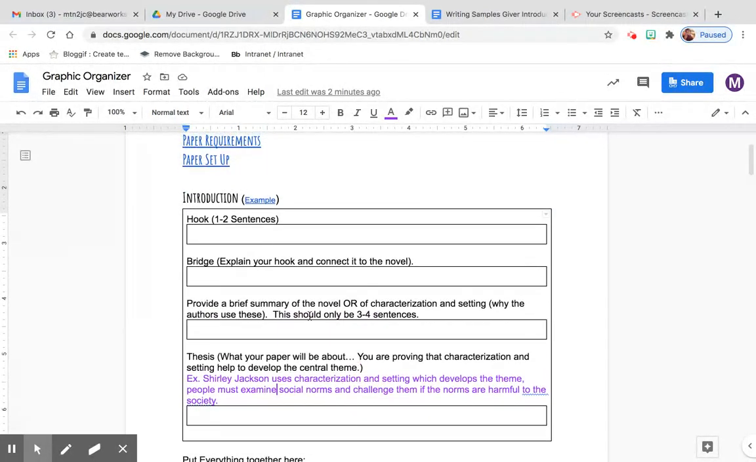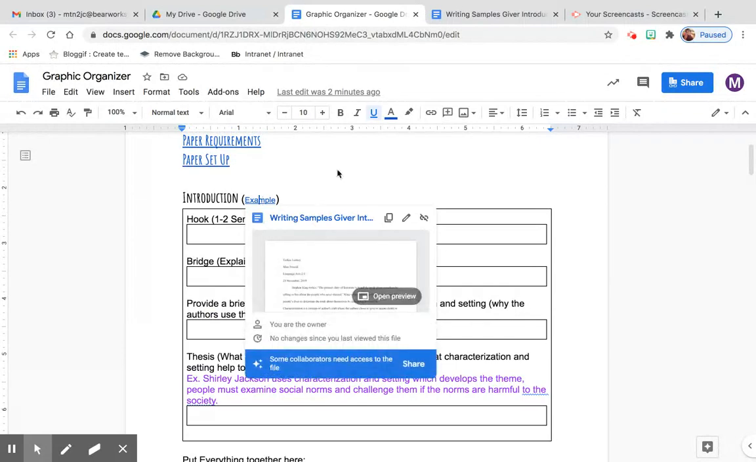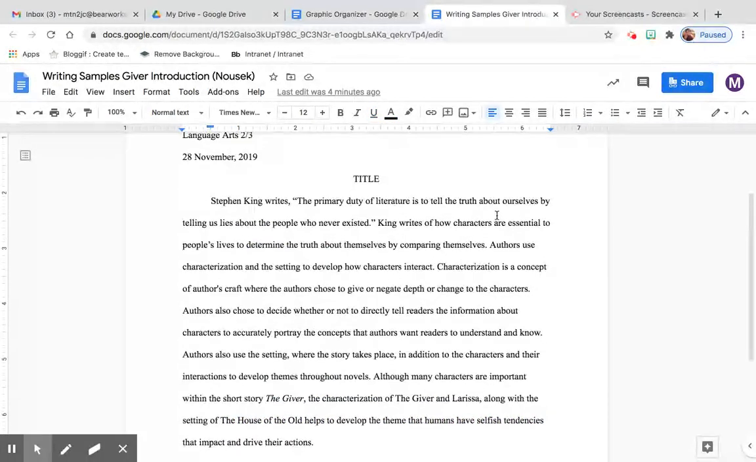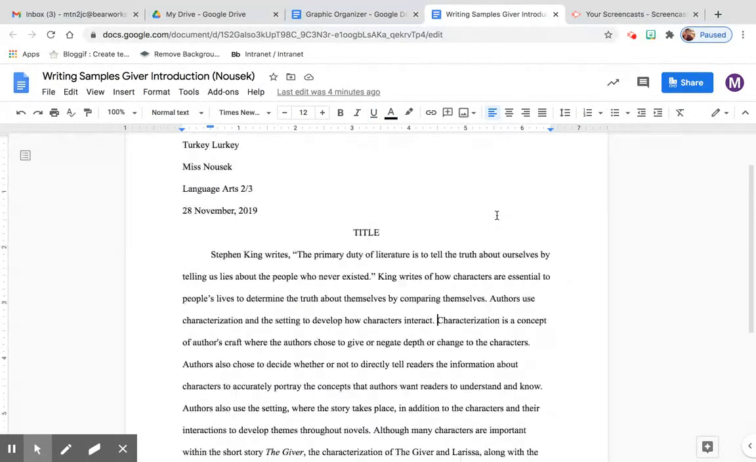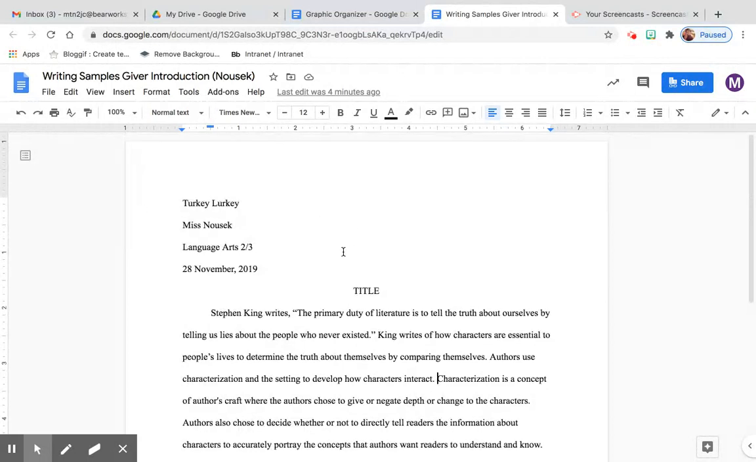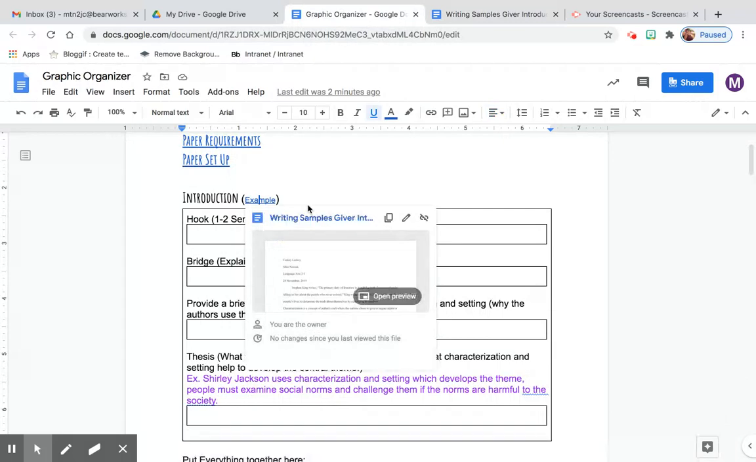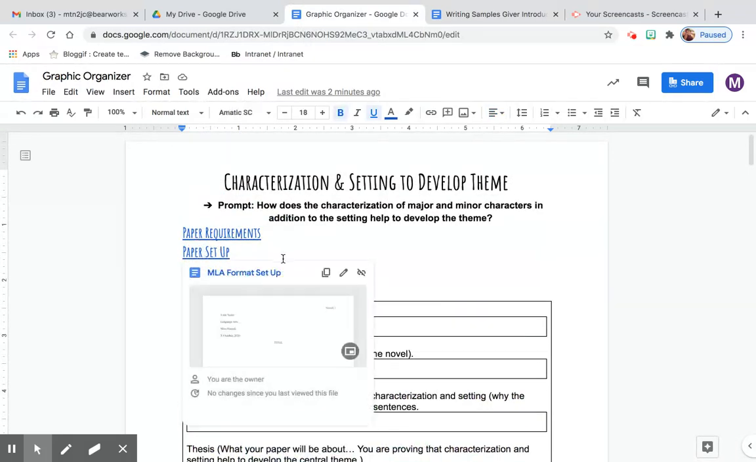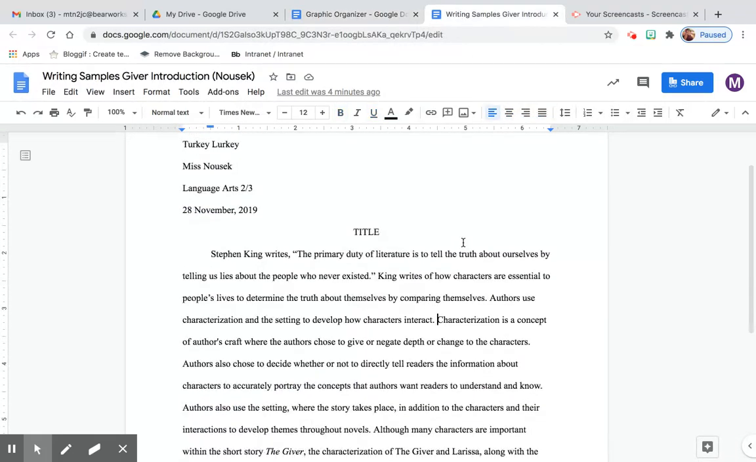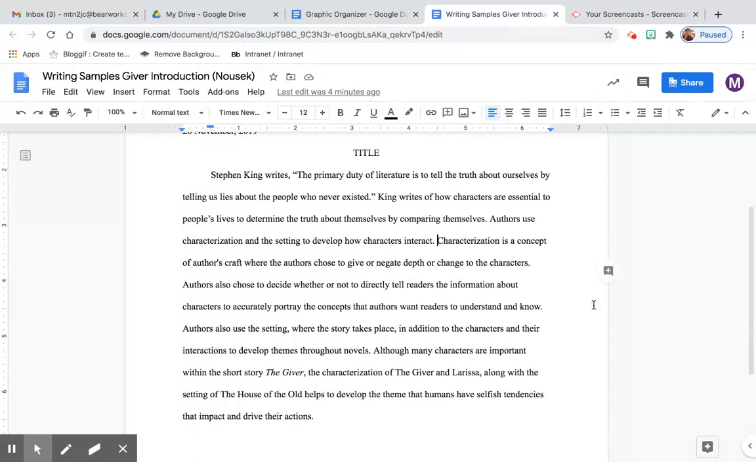Now, if you want to look at a sample, click the hyperlink that says example, and it will take you to something that looks like this exact document, okay? This is set up in MLA format. If you need to look at how that is, it's here on your graphic organizer, we had our hyperlink for you in the paper setup, okay? So let's go ahead and let's read this through.